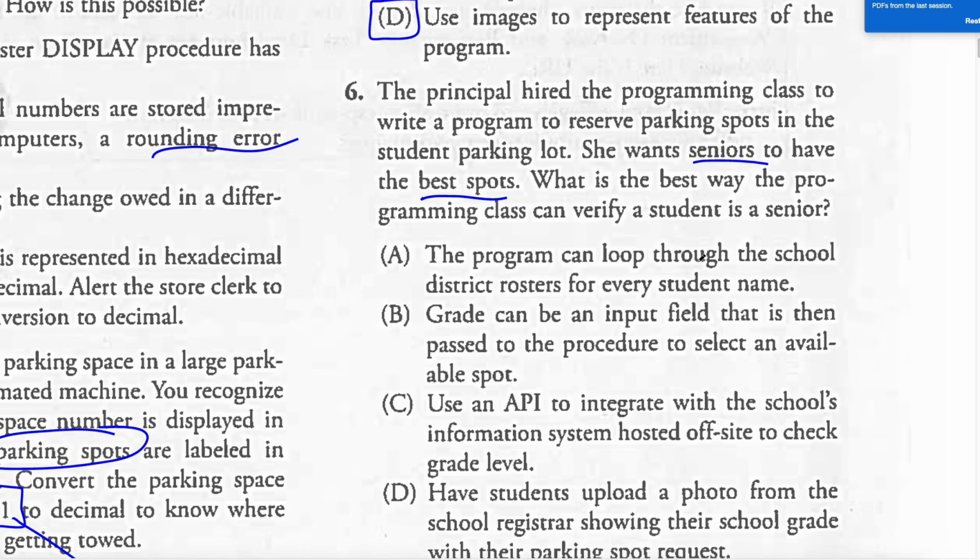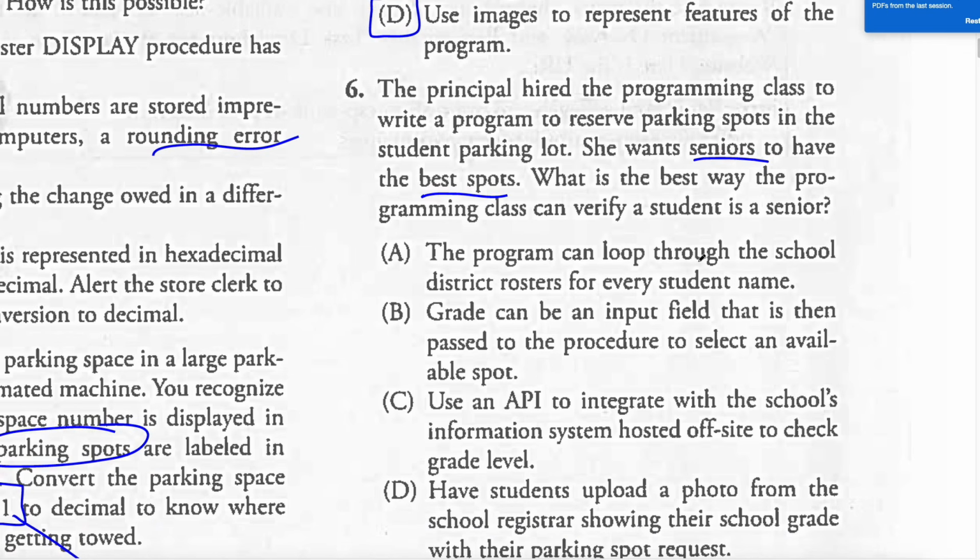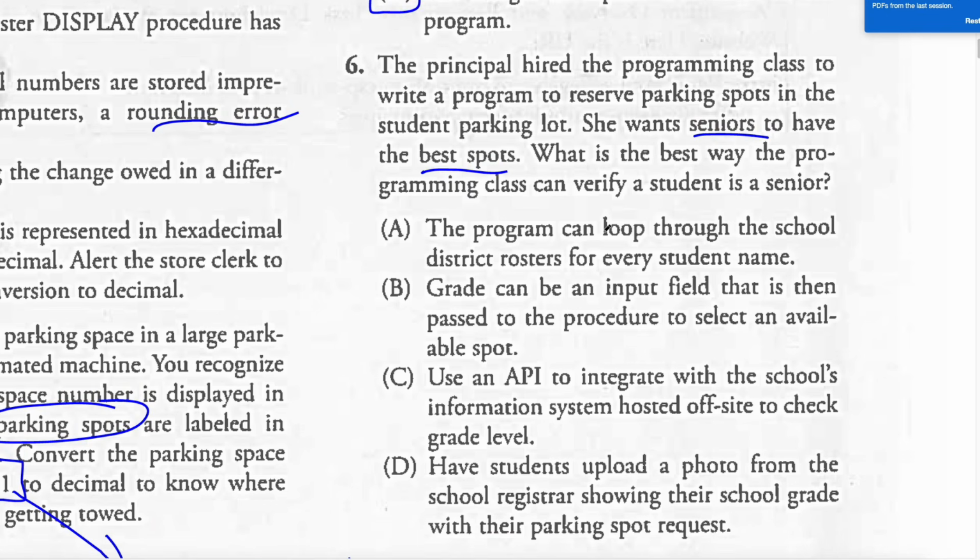All right, so they need to check if the student is a senior so that they can get the good spots. So A says the program can loop through the school district rosters for every student name. Okay, well, there needs to be more about it, right? Just getting the name isn't going to help. You need to know what grade they're in. And then also school district. Sometimes there's multiple schools within a district. We've got middle schools, elementary schools. Those folks aren't really driving as well. So that one doesn't really feel like it's right.